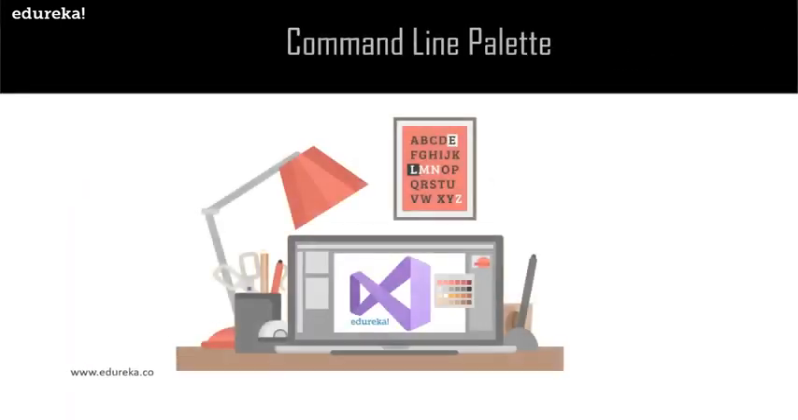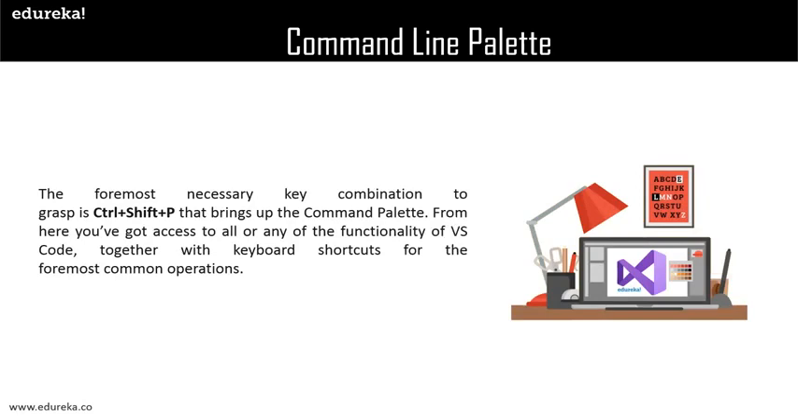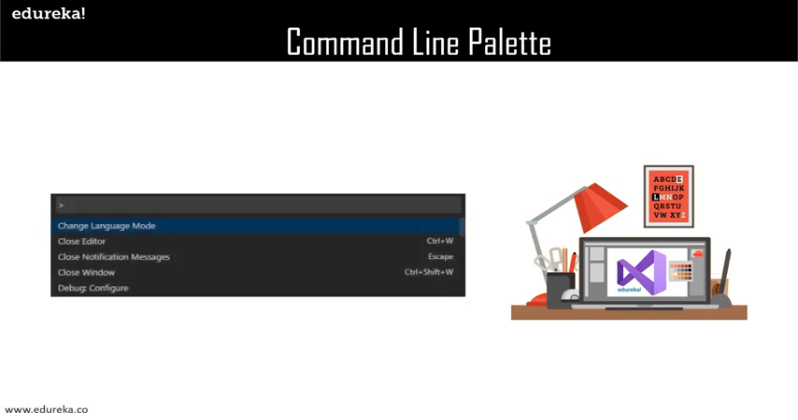So followed by the basic operations, we have the next chapter as command line palette. So what exactly is a command line palette? Microsoft Visual Studio Code is equally accessible from the keyboard. The foremost necessary key combination to grasp is Control Shift P, which brings up the command line palette. From here, you have access to all the functionalities of Visual Studio. Together, keyboard shortcuts for the most common operations are to check for language mode, close editor, close notification messages, close window, debug and configuration, and many more.